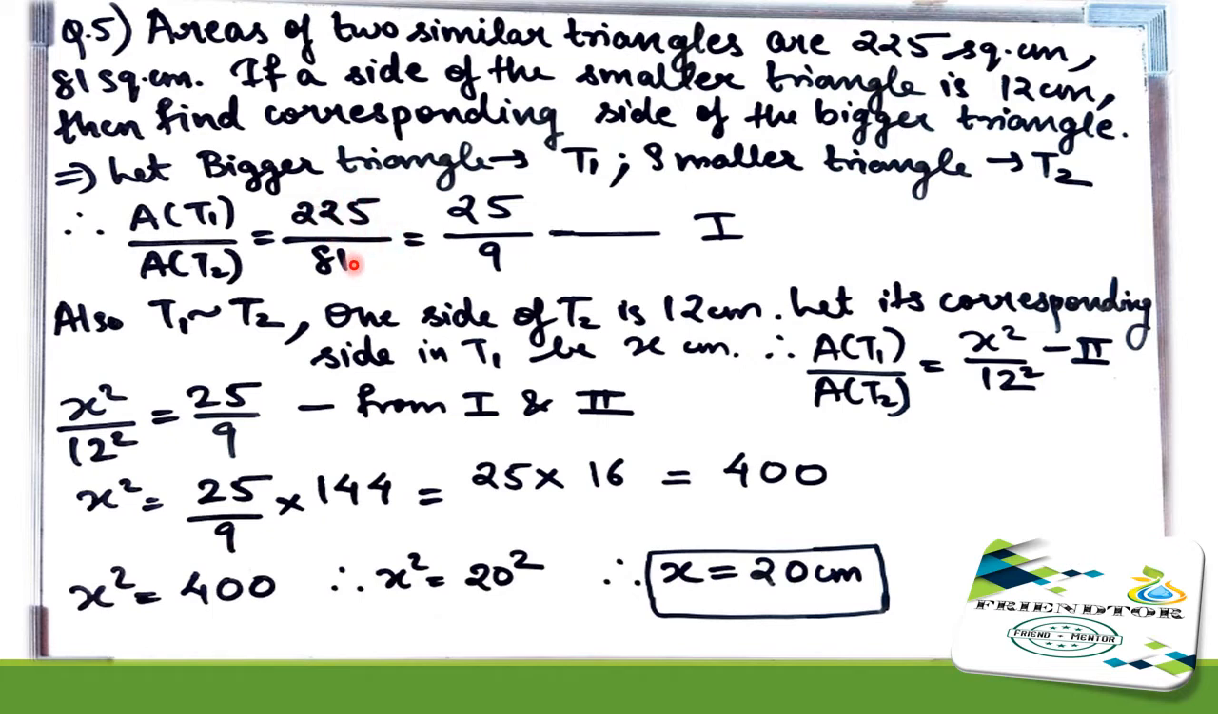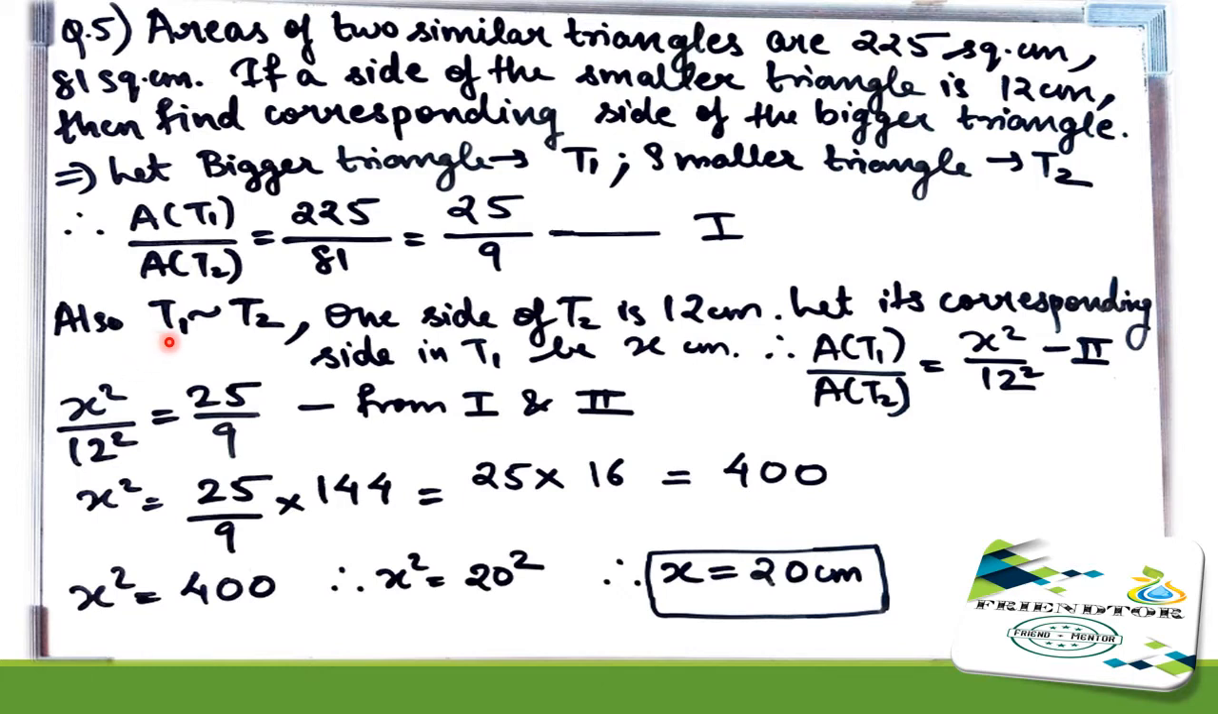Now if I divide by 9 the numerator and the denominator, I will arrive at 25 upon 9, because 9 into 25 is 225 and 9 9s are 81. So dividing by 9 we will get 25 upon 9. Now this is the reduced form. Okay, so mark this equation as 1.